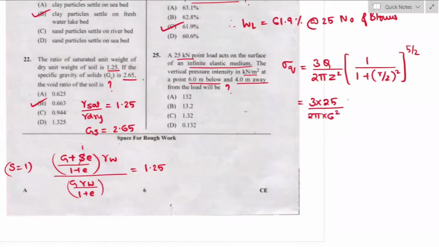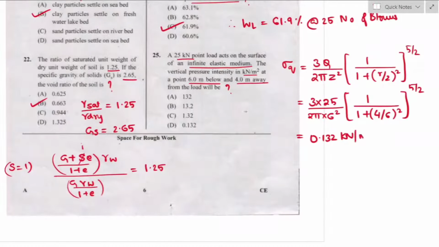that is 6 meter, so 6 square. R is the radial distance, that is 4 meter, so 4 divided by 6 square to the power of 5 by 2. So the intensity of vertical pressure will be 0.132 kN per meter square. Option D is the right answer, 0.132 kN per meter square.